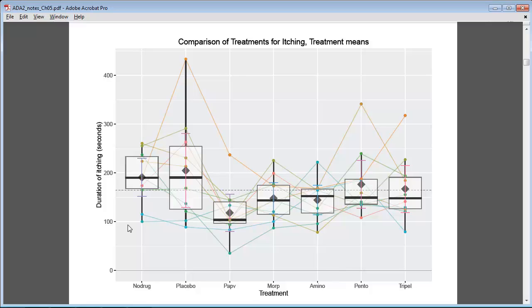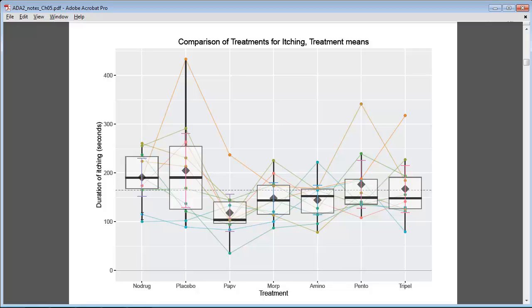So most people on the low end for these will itch about 100 seconds, so almost 2 minutes. The average here, the grand mean, is this dashed line that I've put on top. That's about at 160 seconds, so about maybe 2.5 minutes or so. And then we've got diamonds, which are the means for each of the treatments.